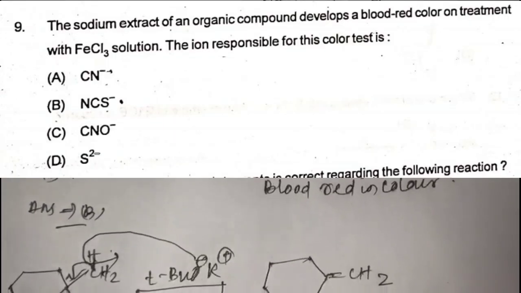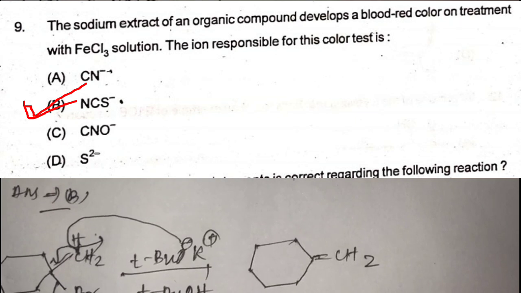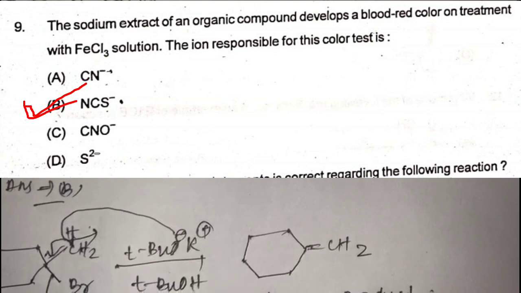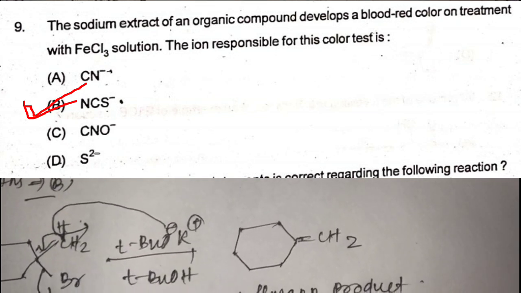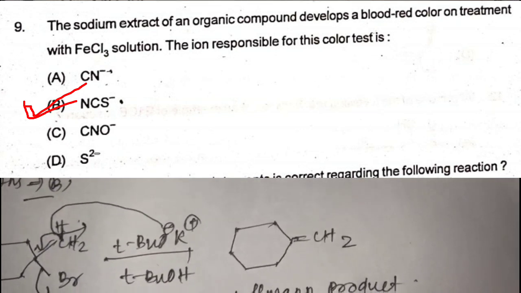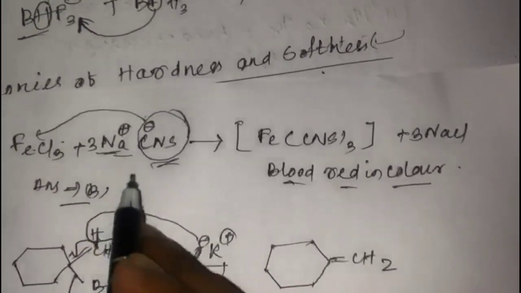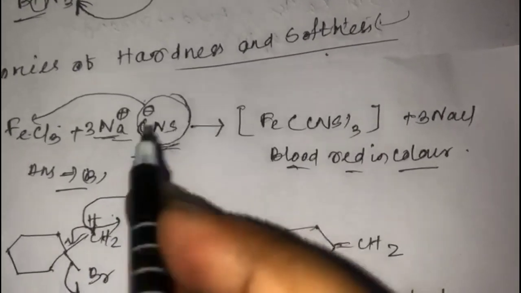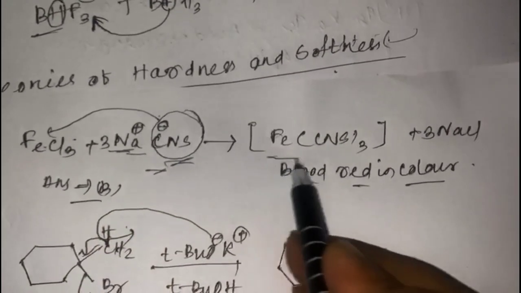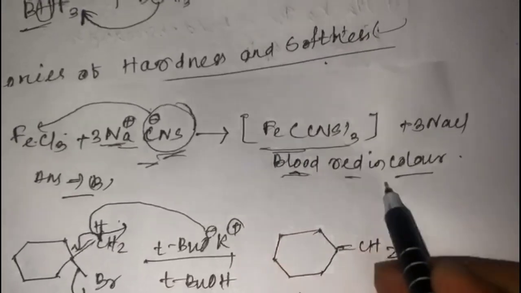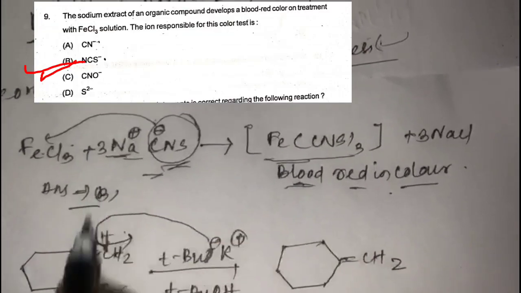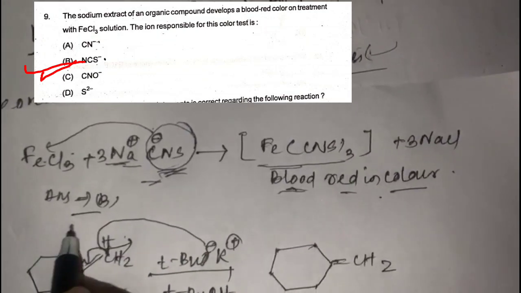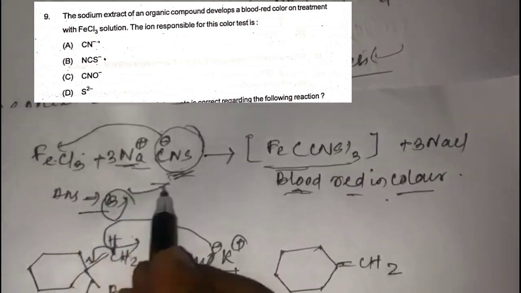Okay, see question number 9. The sodium extract of an organic compound develops a blood red color on treatment with FeCl3 solution. The ion responsible for the color test is, okay, so see, this particular ion is responsible for this color test. Here this complex is formed which is blood red in color. That's why this particular ion is responsible for the color test. So the answer for this particular question is B, 9B.